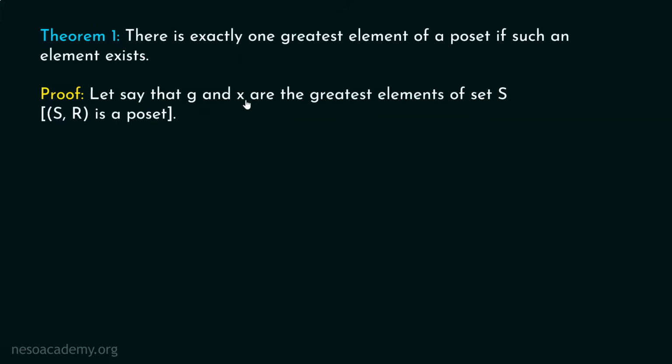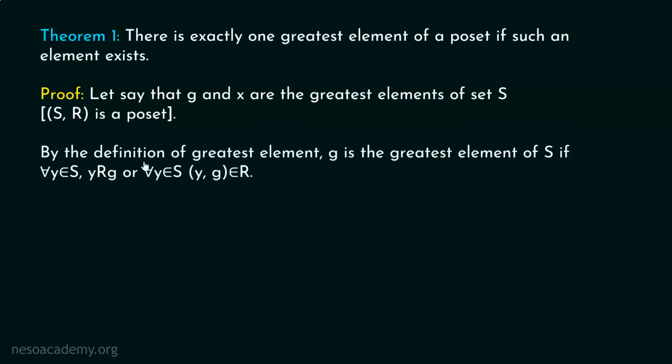Let us suppose that G and X are the greatest elements of set S. I am considering two different greatest elements, and eventually at the end, I'll make both of them equal so that there could be only one greatest element possible. These two elements belong to set S, and (S, R) is a poset. That's what I am considering.